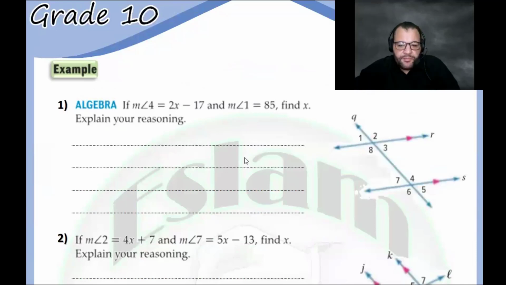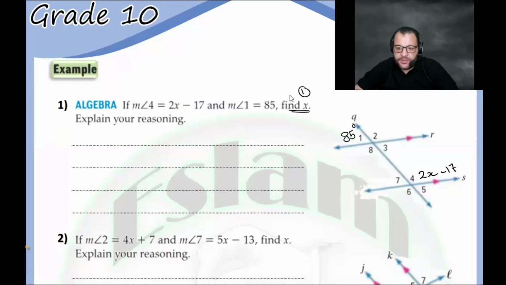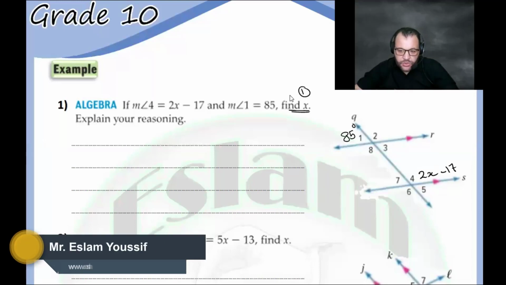So suppose that the measure of angle 4 equals 2x minus 17, and the measure of angle 1 equals 85. We need to find the value of x. How can we solve it?